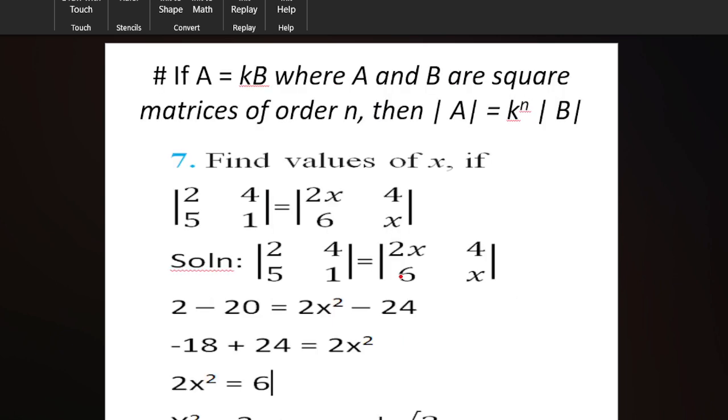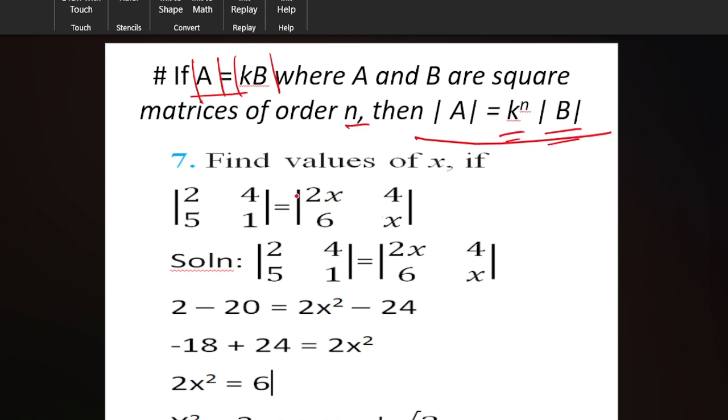Now, if A equal to KB, where A and B are square matrices of order n, then we can write determinant of A equal to K to the power n into determinant of B. Suppose matrix A is written as K into B. Then if I take determinant of A, determinant of KB equal to K to the power n, because A is of order n. So we can write K to the power n outside, then determinant of B.